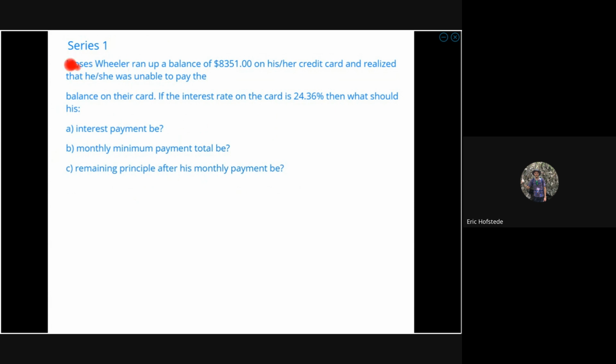So Moses has a balance, and whenever I see a balance, that is going to indicate to me my principal. So the balance here is his principal, and he realized that he was unable to pay this balance. So the credit card rate, anytime we see a rate, that is going to be our interest rate. Just remember that you divide it by 100 to get it as a decimal rather than a percent. So before we get started, we need a set of equations, and I'll recap those for you.